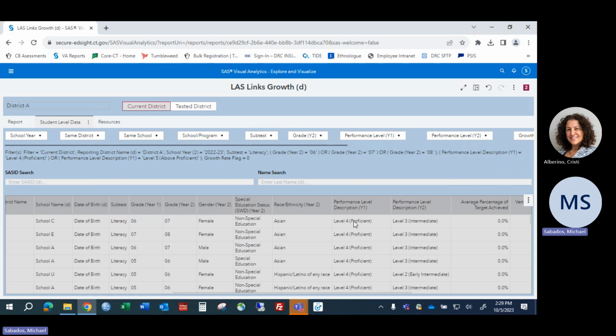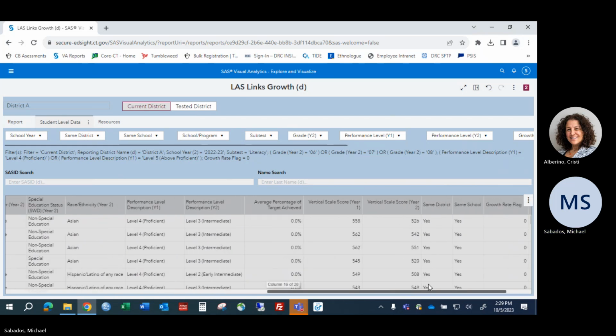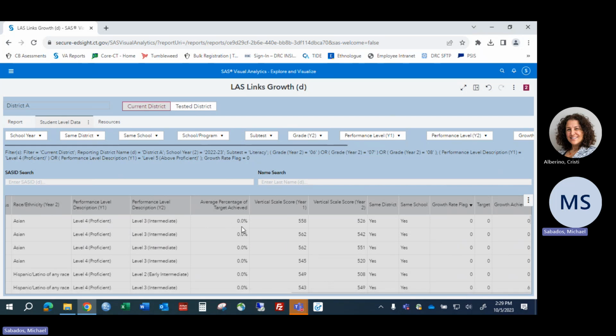And then what level were they at in year 1? So the student, and we know because we filtered for this, they were a level 4. In year 2, they fell to level 3, intermediate. So because they missed their target, their average percentage of target is 0. Their vertical scale score in year 1, 558, they fell to a 526 in year 2. They were in the same district, in the same school. Their growth rate is 0 because they missed the target. And their target and their growth achieved were both 0.